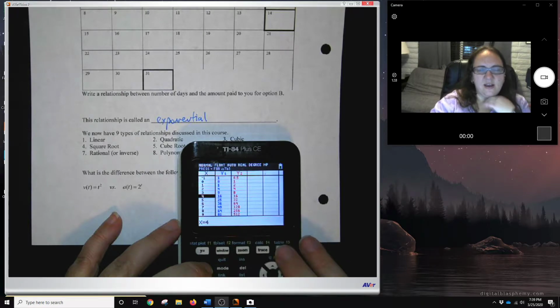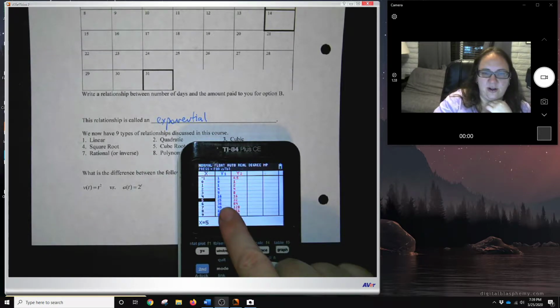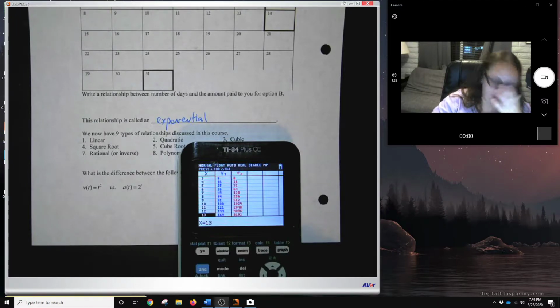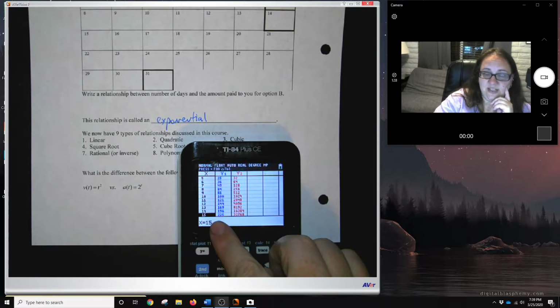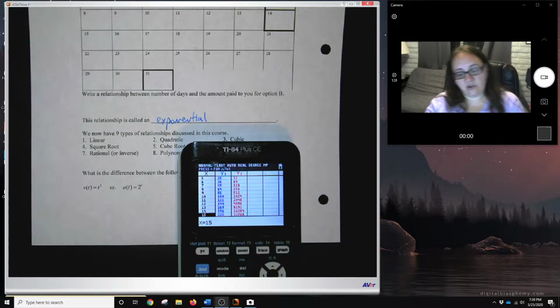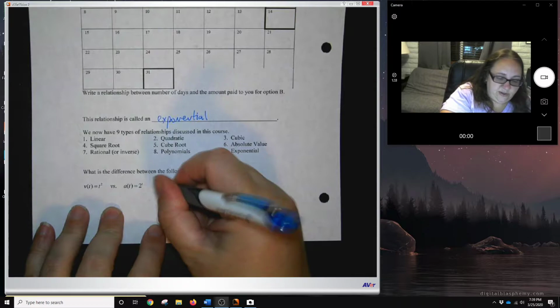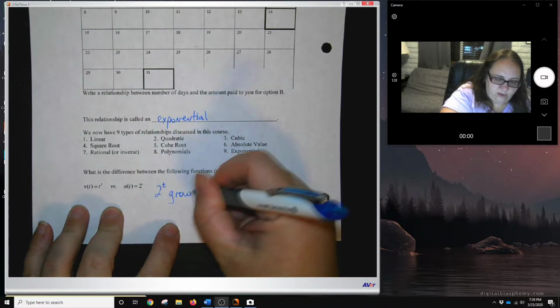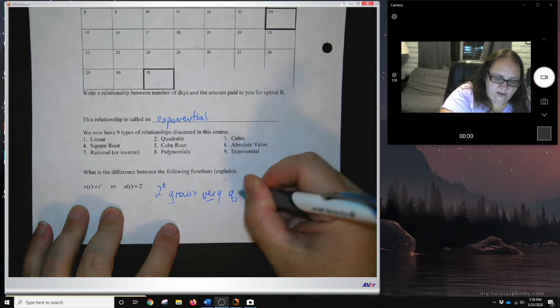So here, my y values are pretty similar, except as we go further up, you should notice that on x squared, which is my y1, the numbers are increasing, but not nearly as quickly as the values for 2 to the x. Here, by the time we get to 15, we have 225, that's 15 squared, but 2 to the 15th power is 32,768. So the thing about exponentials, so 2 to the t, is that they grow very quickly.